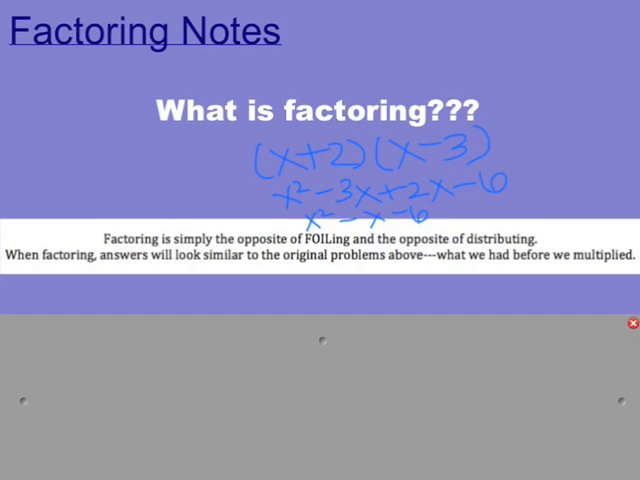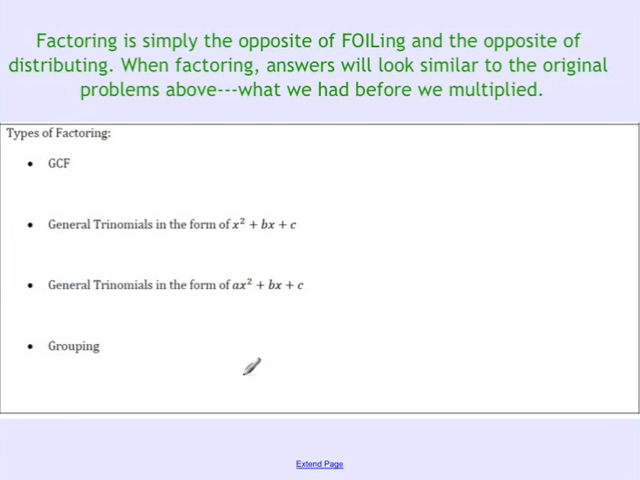Okay, so from here to here, you use FOILing. Now we're going to do the opposite. So this was FOIL. Now we're going to factor. Now you're going to be given something like this, and you're going to go backwards. Okay, and this is factoring. So factoring undoes FOILing. Okay, so there's different ways of factoring.